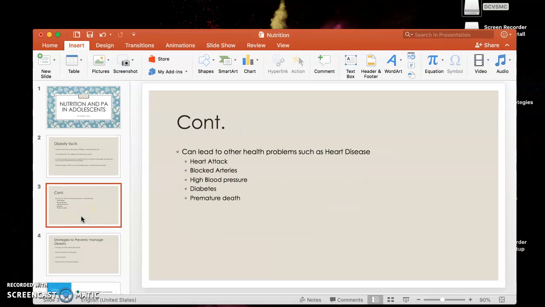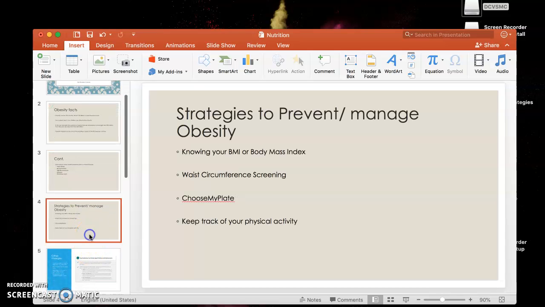Some of the things that can lead to a cause of death are health issues such as heart disease. These diseases can be heart attack, blocked arteries, high blood pressure, diabetes, or premature death. Some of these can be preventable or managed, such as diabetes, blood pressure, maybe even a heart attack if you survive it. So here are some tips.